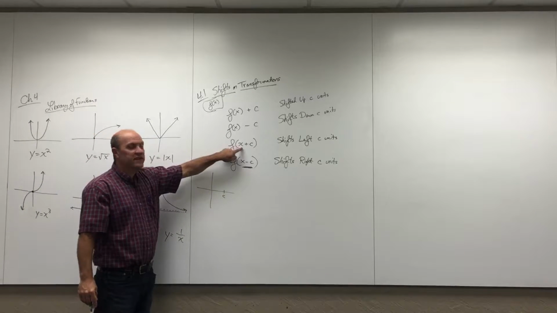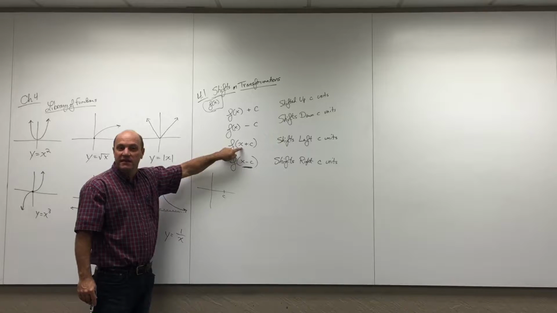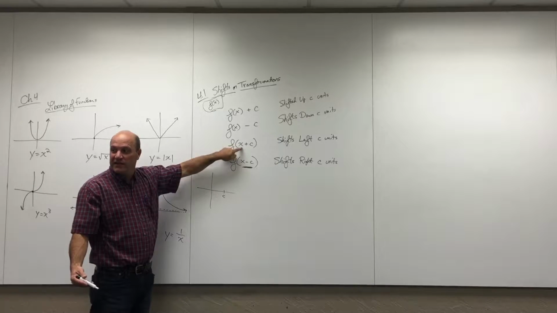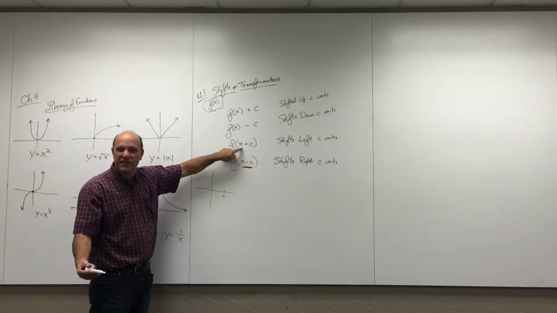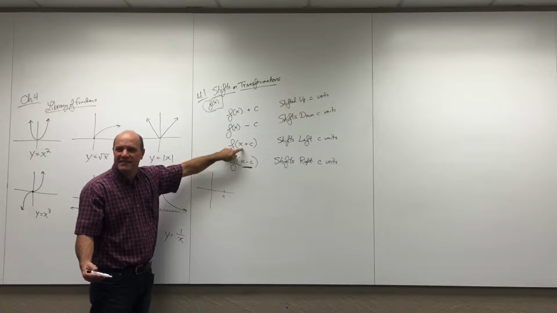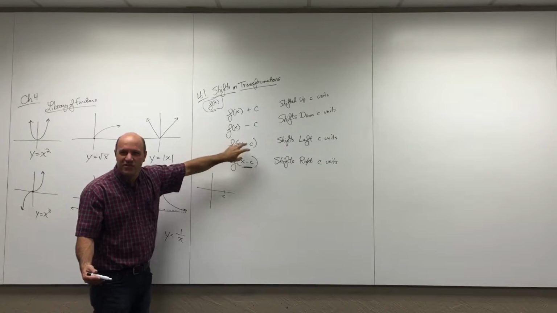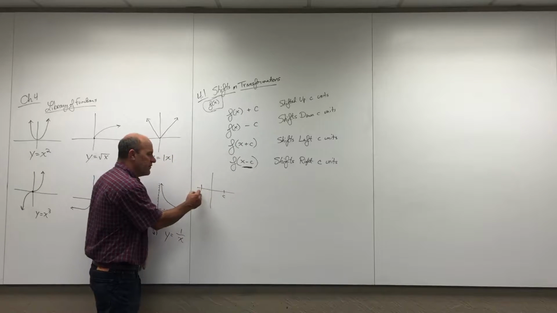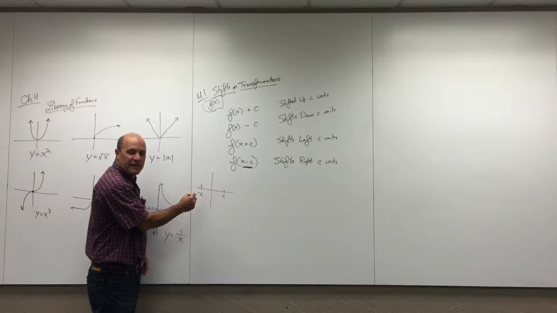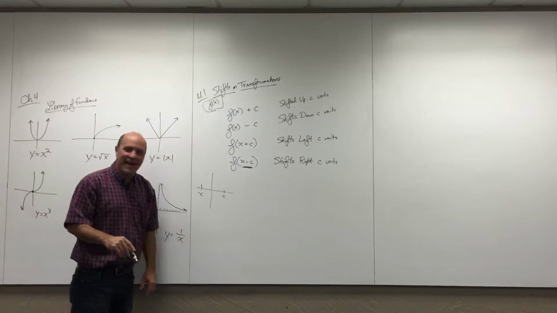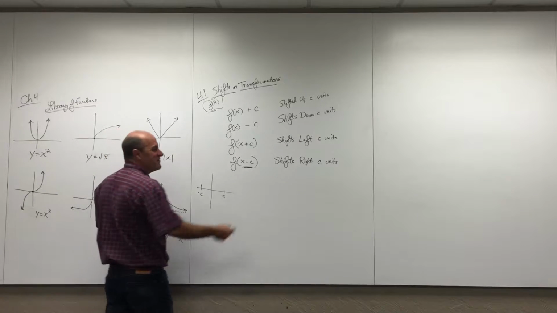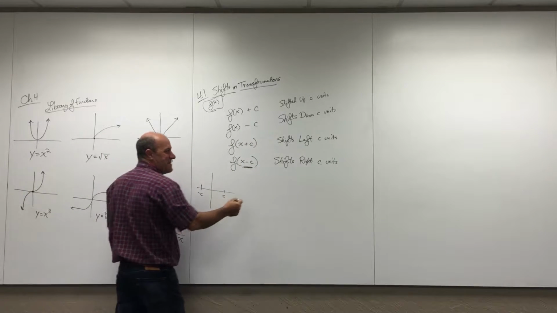What's the new 0 on this one? When x is negative c, you get your new 0. It's been shifted. So your new 0 is when x is negative c. So that's shifted to the left, because negative c is over here on the left. Maybe you don't like that. Maybe you just better believe it.